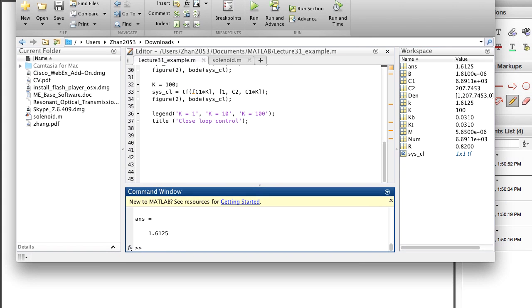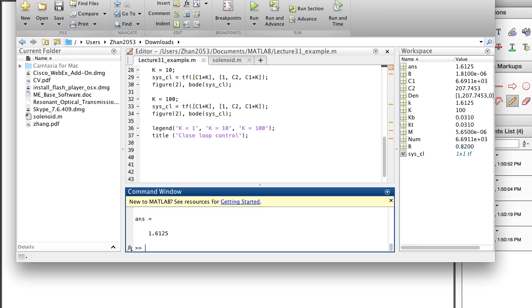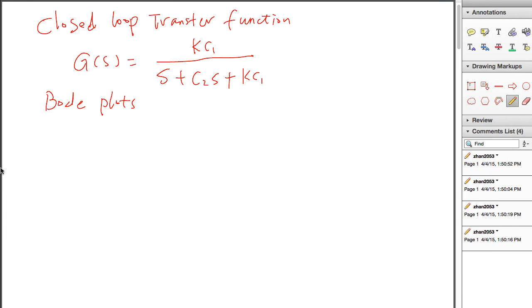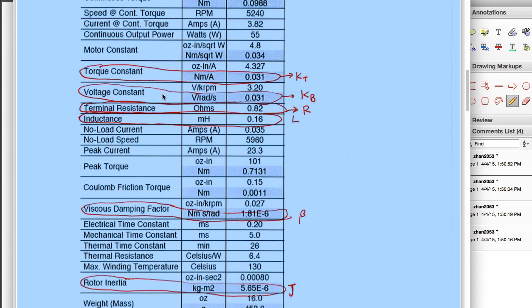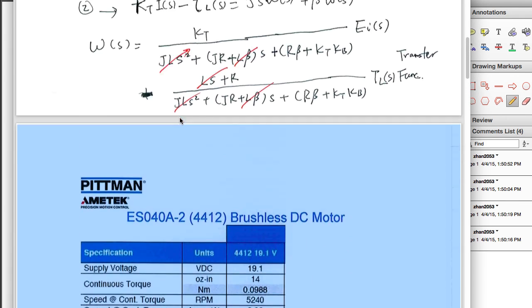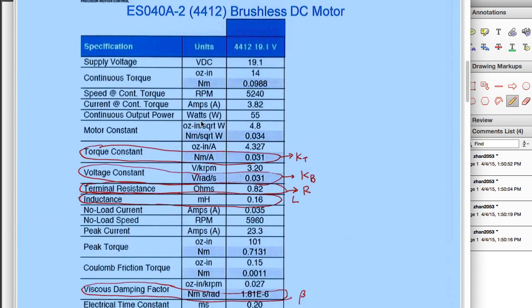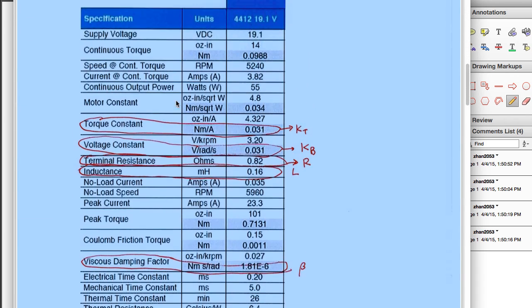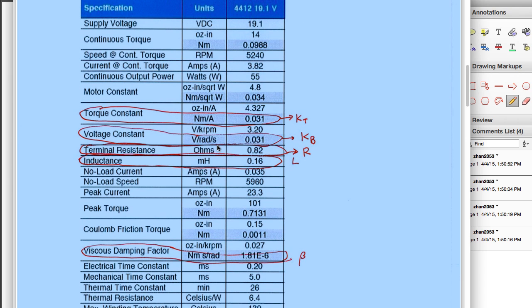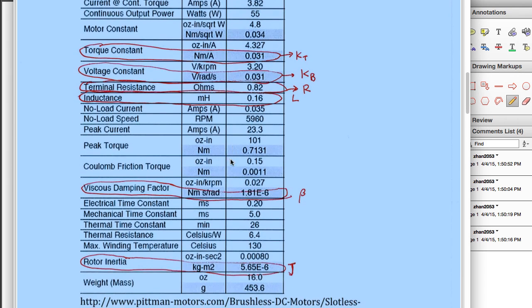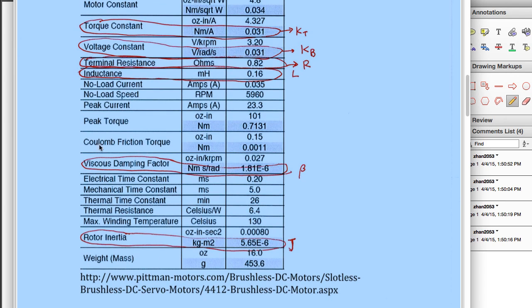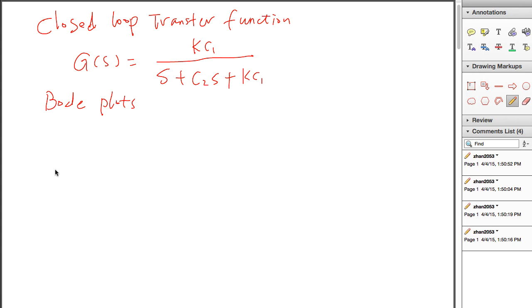running here. Before we show this MATLAB simulation, I would like to bring one example we used here. Remember in one of the lectures, lecture 24, we have an example of a DC motor, and the spec is here. We have KT, KB, we have R, we have beta. We ignore this inductance L. Now we also have the inertia, right? So in this case, we have the example DC motor.